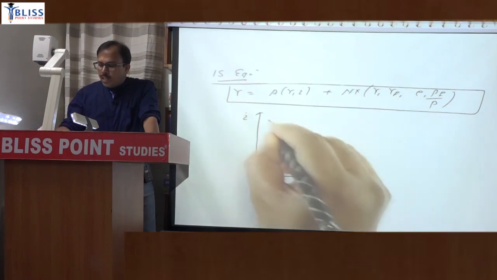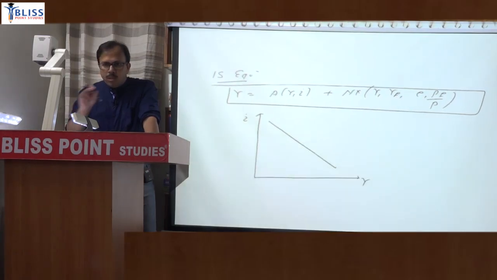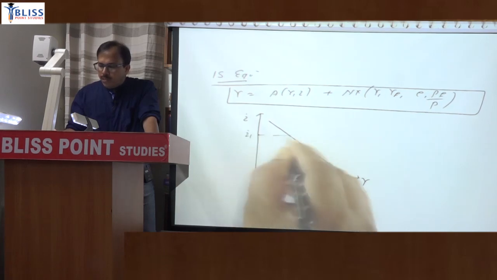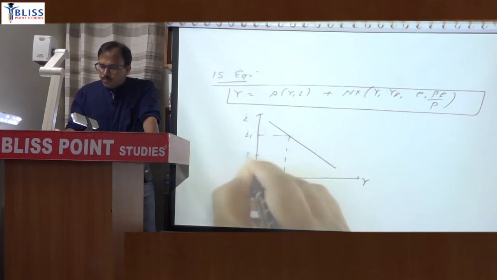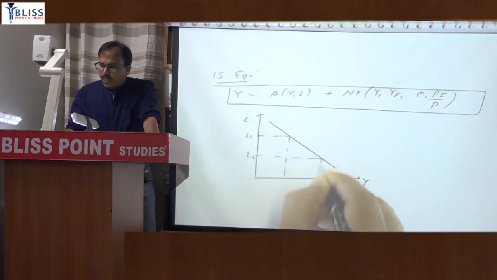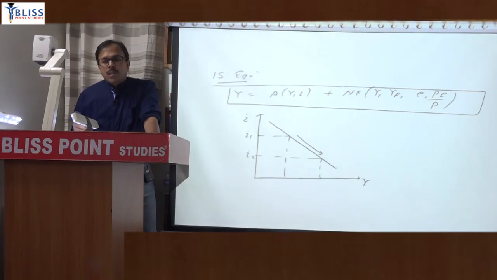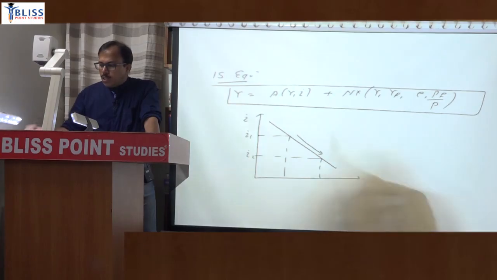So when you draw an IS curve, there will be movement along the IS curve when there is a change in the rate of interest. So if the interest rate changes from I1 to I2, there is movement along the line. You move along the line. So what happens when other factors change? Just remember that. So other factors include what?